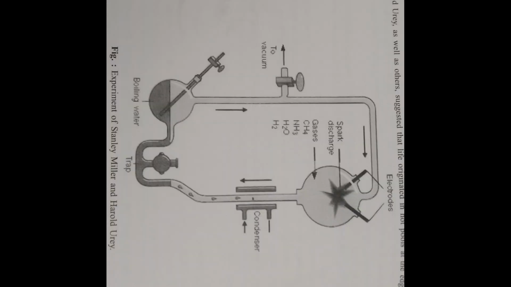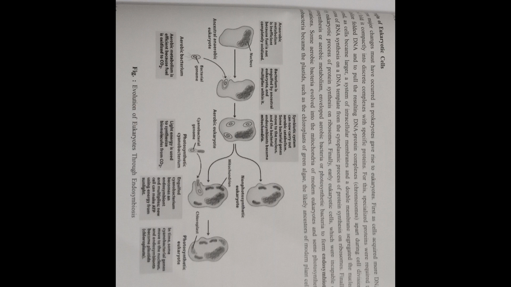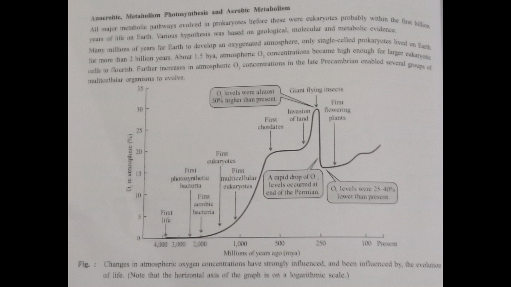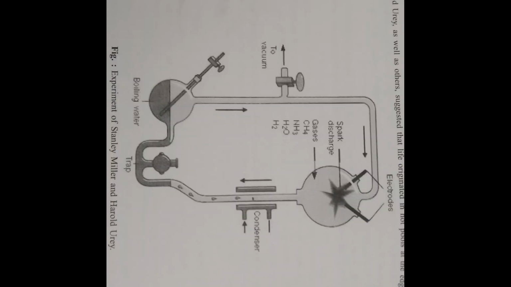Anaerobic metabolism, photosynthetic and aerobic metabolism. All major metabolic pathways evolved in the prokaryotes before there were eukaryotes, probably within the first billion years of life on Earth. Various hypotheses are based on geological, molecular and metabolic evidence. It took many millions of years for Earth to develop an oxygenated atmosphere. Only single-celled prokaryotes lived on Earth for more than 2 billion years. About 1.5 BYA, the atmospheric oxygen concentration became high enough for larger eukaryotic cells to flourish. The further increase in atmospheric oxygen concentration in the late Precambrian enabled several groups of multicellular organisms to evolve.